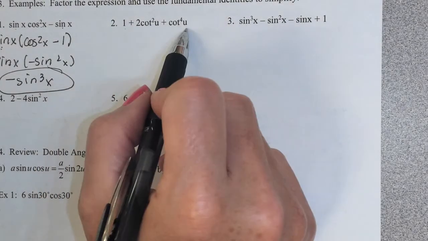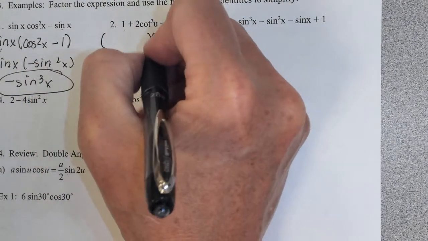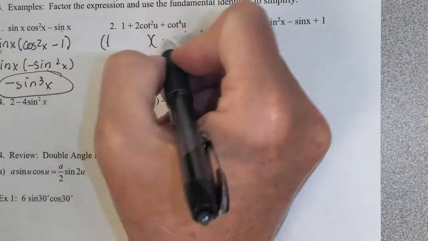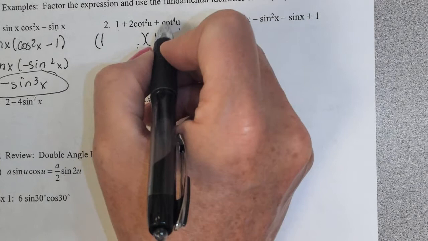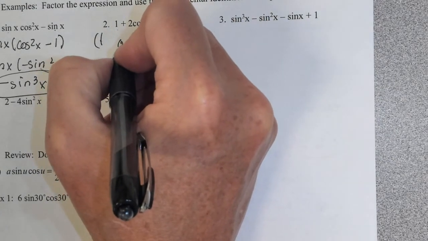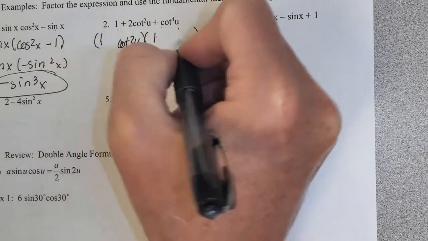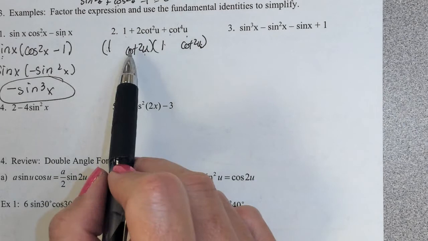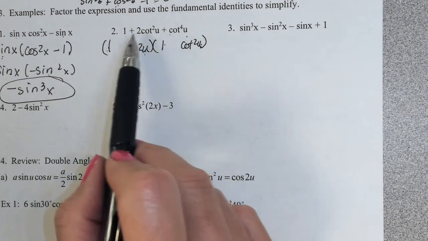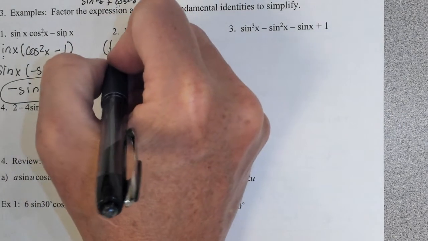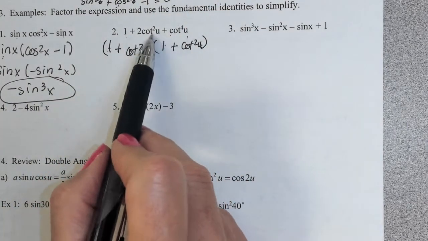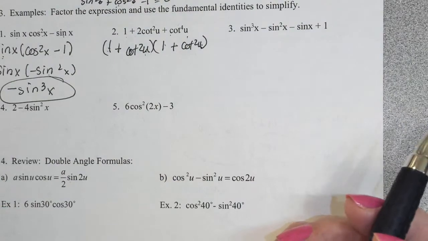Okay, on this one, when I have a trinomial, I'm always going to try setting up double parentheses. I think, what times what is 1? 1 times 1. What times what is cotangent to the fourth? Cotangent squared times cotangent squared. And then when I check my outers, I get cotangent squared. This is another cotangent squared, and I want to get 2 of them. So if I make both of these pluses, when I multiply it out, I can see that works, right?